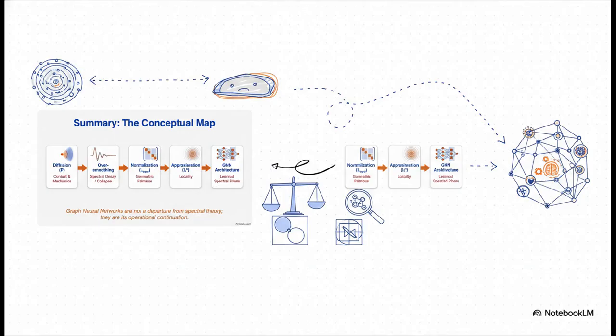So let's just recap our journey real quick. We started with the really intuitive idea of diffusion. We saw how its simple averaging rule leads to oversmoothing and collapse, all because it gives way too much authority to those high-degree hubs. We fixed that unfairness with geometric normalization, and finally, we made the whole process local, efficient, and learnable. And that right there is the conceptual path to the modern GNN.